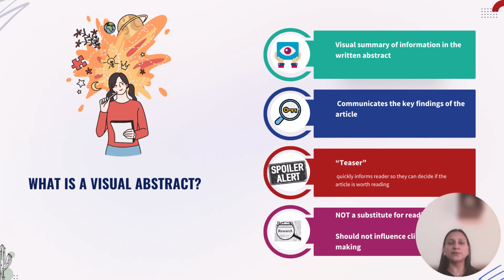Mind you, visual abstracts are not a substitute for reading the entire article. You should not base your changes in healthcare policies or your clinical decision changes just based on a visual abstract. You have to go through the entire article if you're planning to make any significant changes in your clinical decisions.